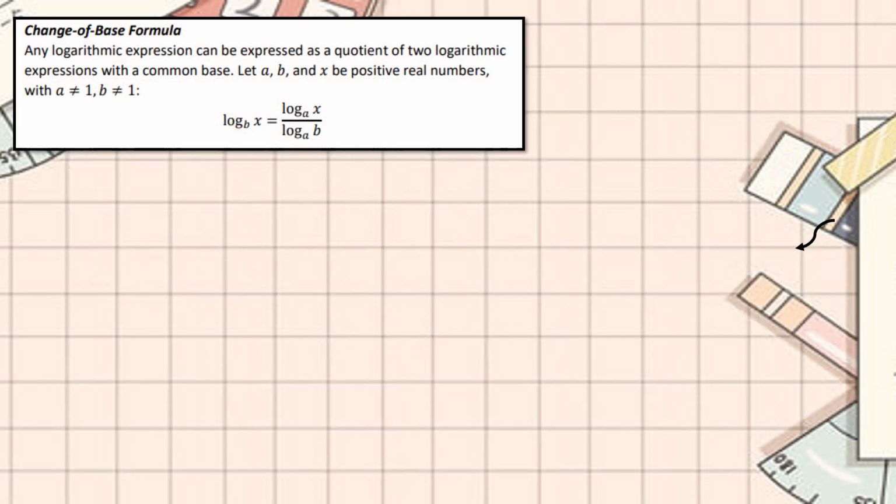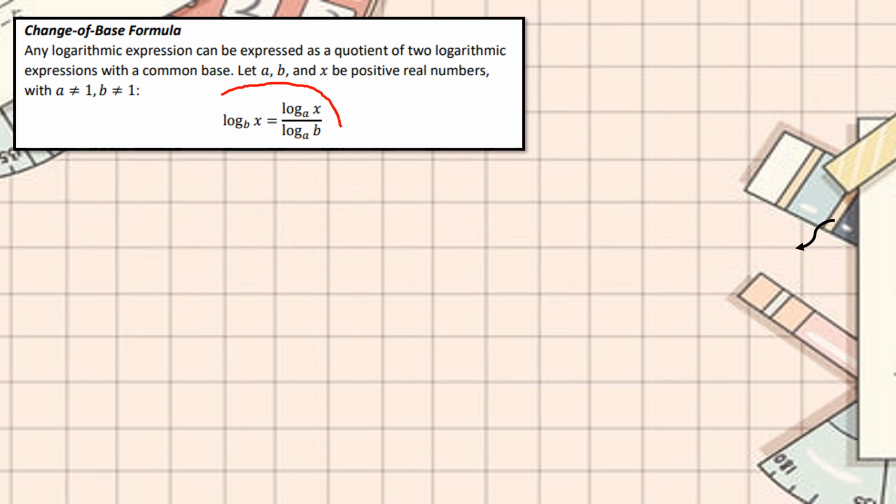Okay, so change of base formula. Any logarithmic expression can be expressed as a quotient of two logarithmic expressions with a common base. Let a, b, and x be positive real numbers with a and b not equal to positive 1. So, pwede daw nating isulat yung isang logarithmic expression with same base. Okay, so paano natin gagawin yon?